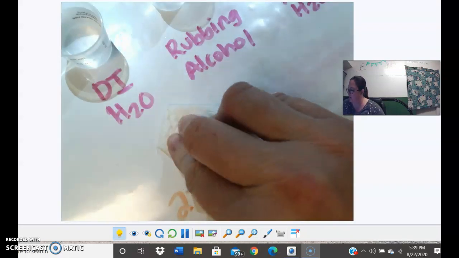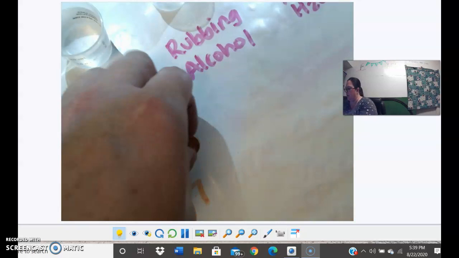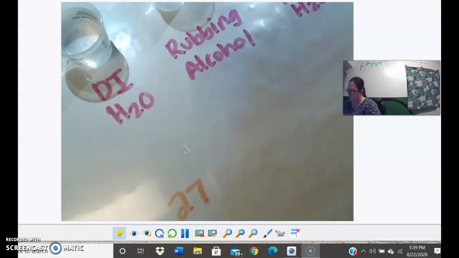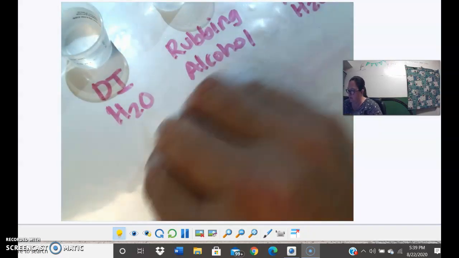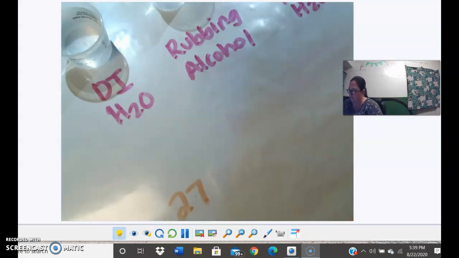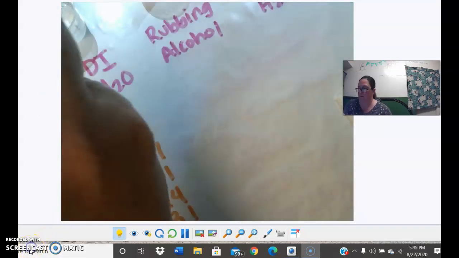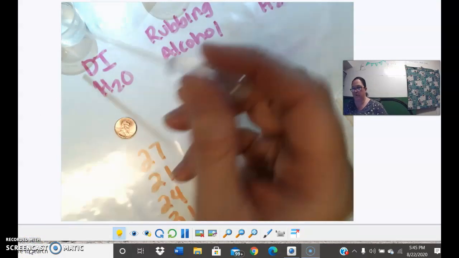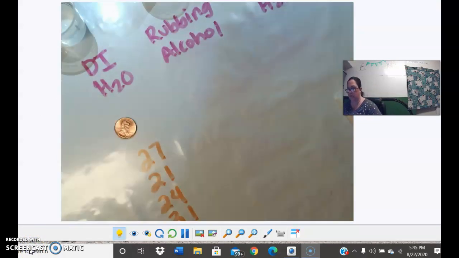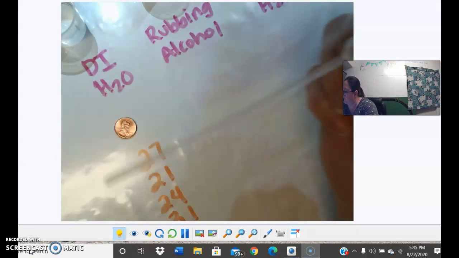All right, I'm going to clean this off because it says to dry your penny and repeat for 5 trials. So I'm going to dry this penny. We don't want any water left on there. Alright, I'm going to go ahead and run the trials. Alright, so I've run this a few more times. So I've got 27, 21, 24, and 31 drops.